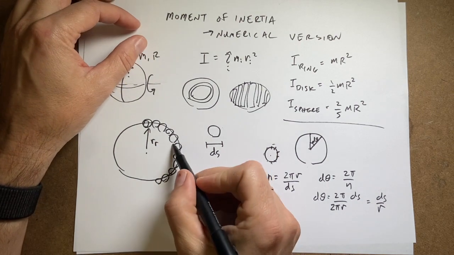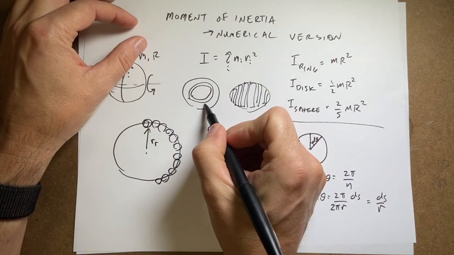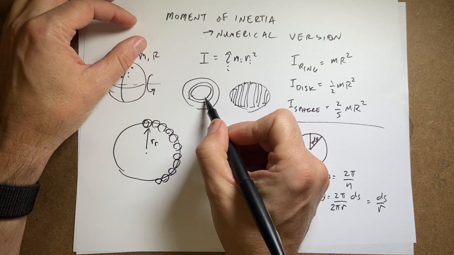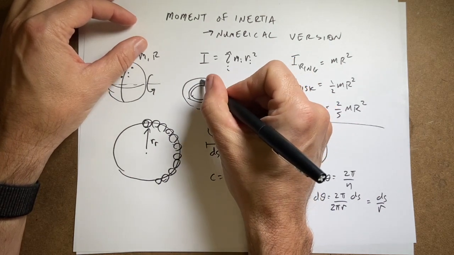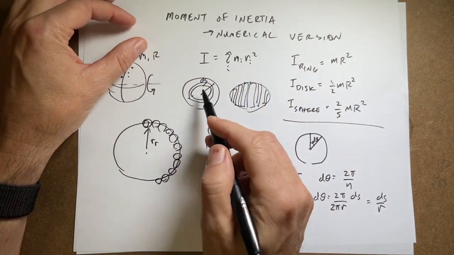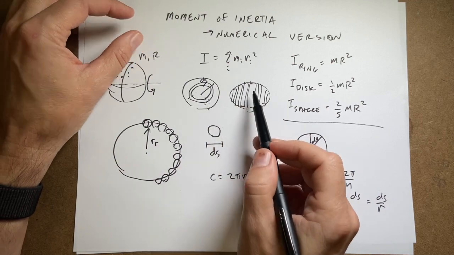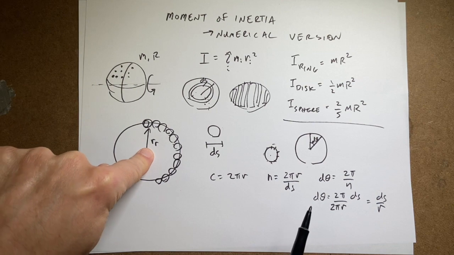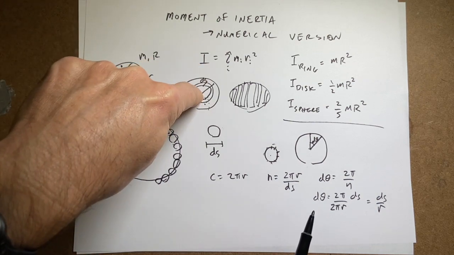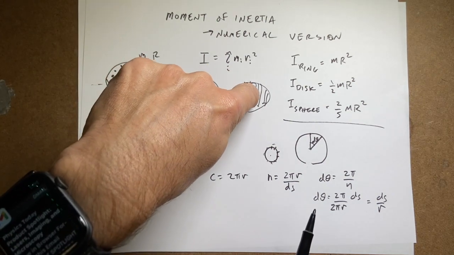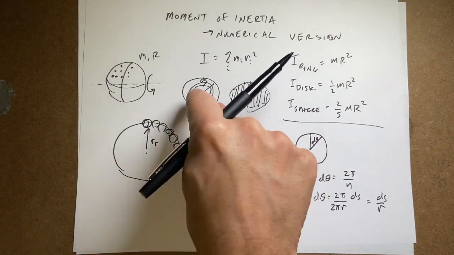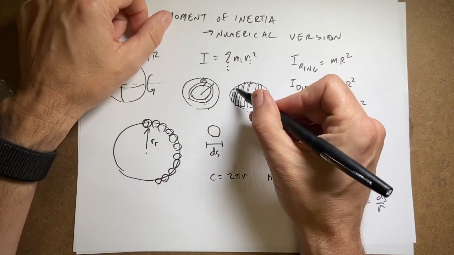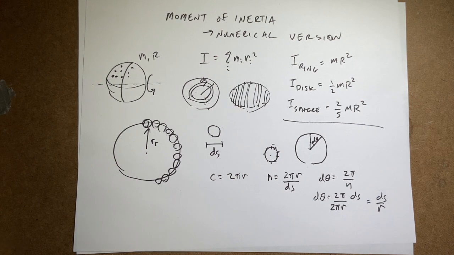Because then I can use that to make a function that builds a disk out of rings that are a thickness ds, right? And then I can use that to build a sphere out of disks. So I'm going to have three functions: a function that makes rings, a function that makes a disk from the rings, and a function that makes a sphere from the disks. And then at the end, I'll have a whole bunch of masses. I can just sum up m times the radius squared, and that'll be my moment of inertia.